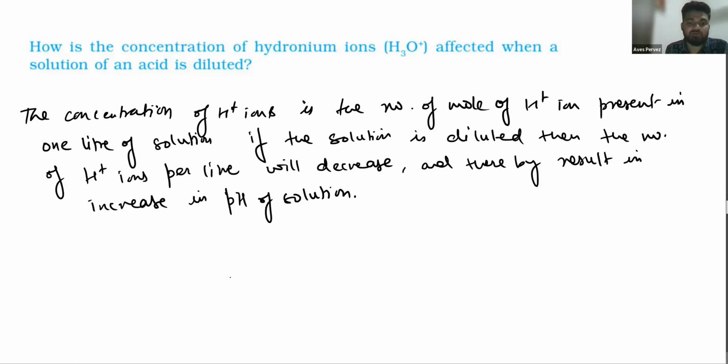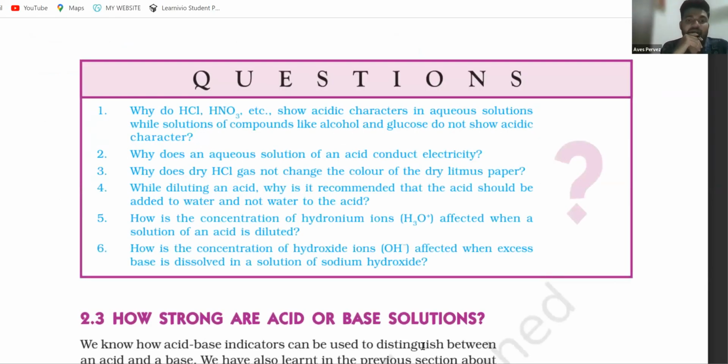So the next question that comes regarding this one: how is the concentration of hydroxide ions affected when excess of base is dissolved in a solution of sodium hydroxide? You need to answer these questions. Please answer question number 6. What will you say is the answer for this question? How is the concentration of hydroxide ions affected when excess of base is dissolved in a solution of sodium hydroxide?